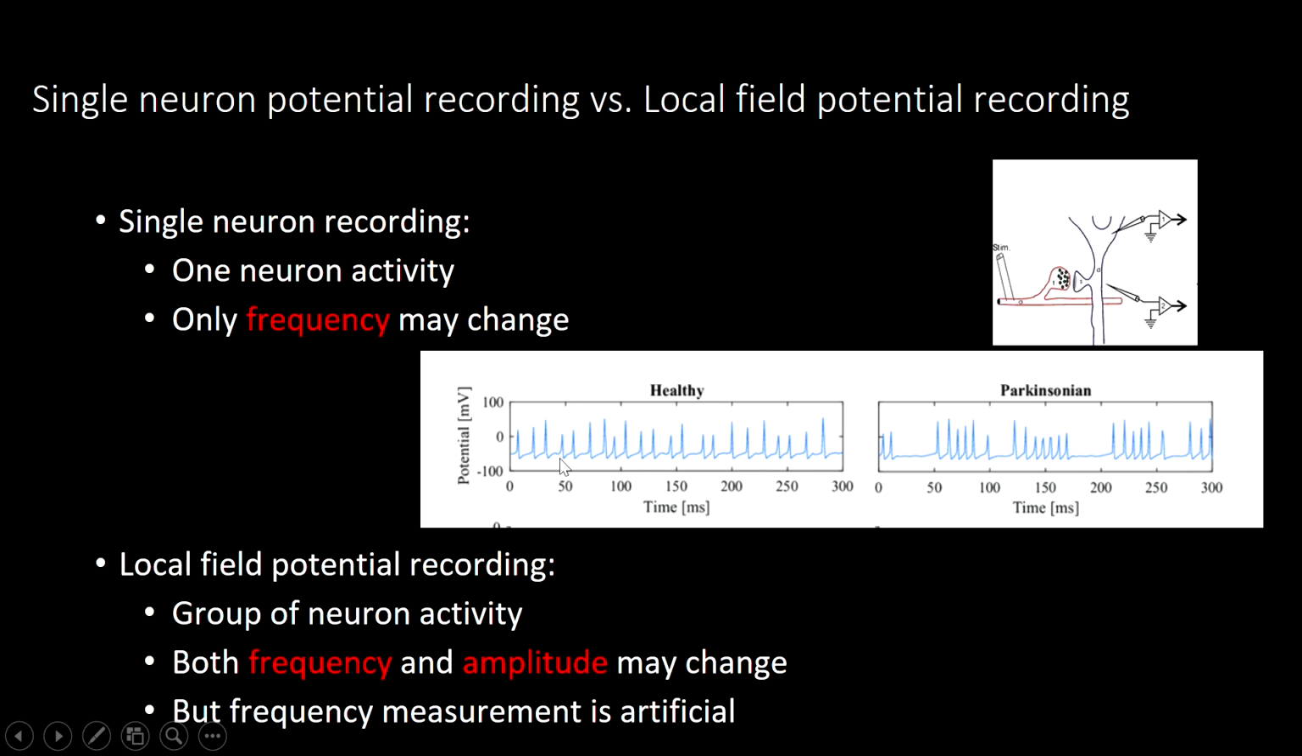All right, let's go back to this single neuron potential recording. This is a healthy subject. You can see their neuron fires at a certain frequency, and this is how the neurons from a Parkinson's disease patient fire.